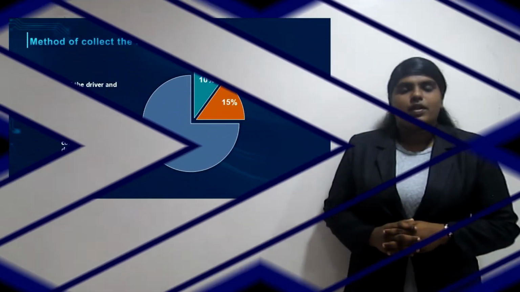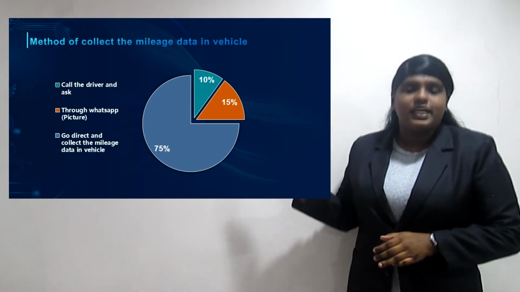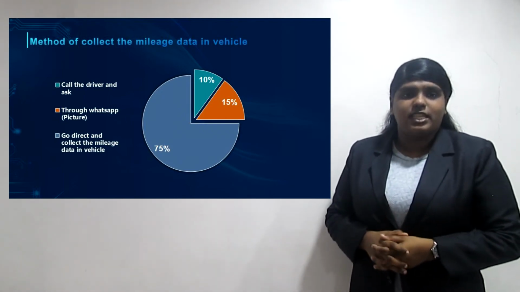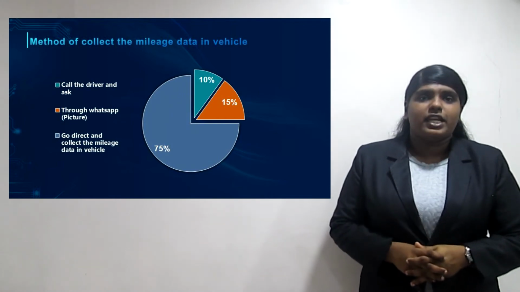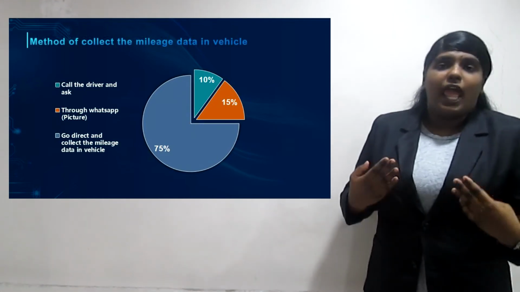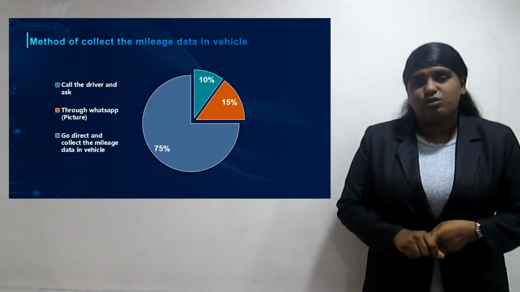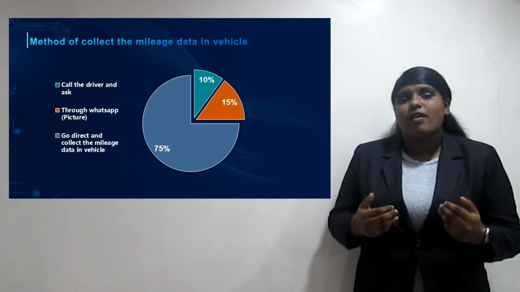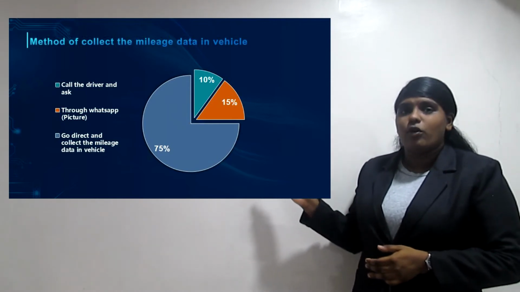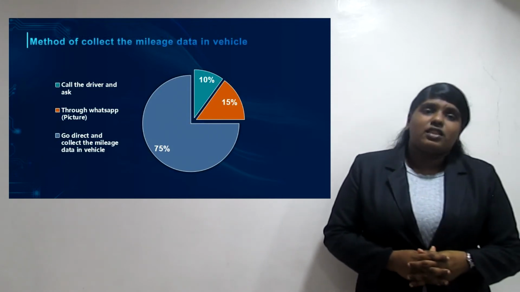Now you are seeing the third data, which is the method of collecting the mileage data in a vehicle. 75% of the respondents stated that they go directly and collect the mileage data in the vehicle by themselves. Here we see the time productivity and the time consumed in collecting the data. The staff need to wait for the driver and the vehicle to collect the mileage data. If they have the Fuel Trace app on mobile, the driver can input the odometer data in the app, so the staff don't need to go and collect the data by themselves.